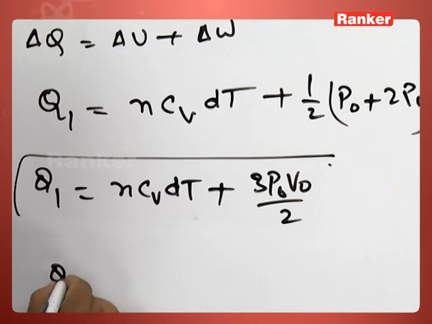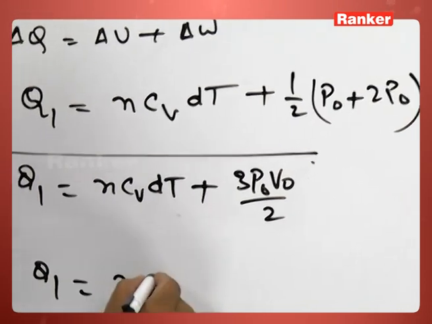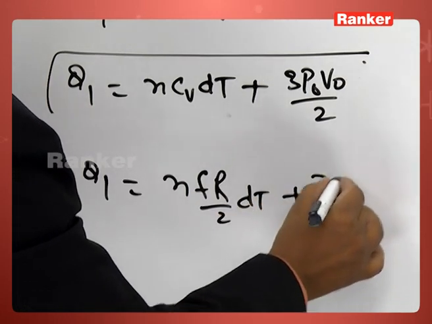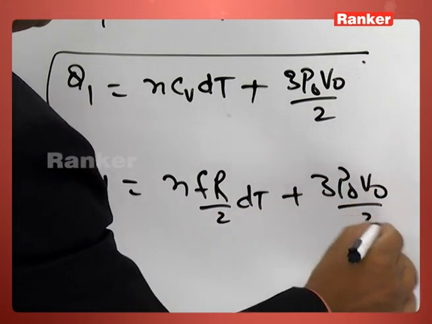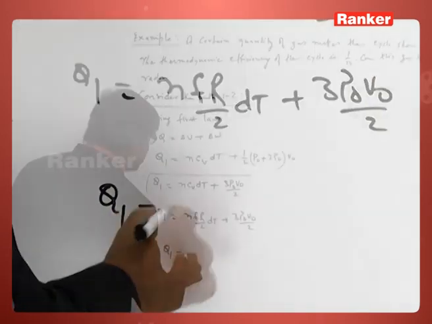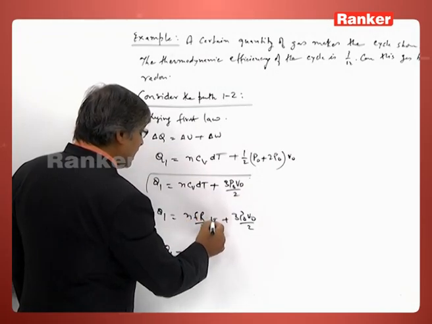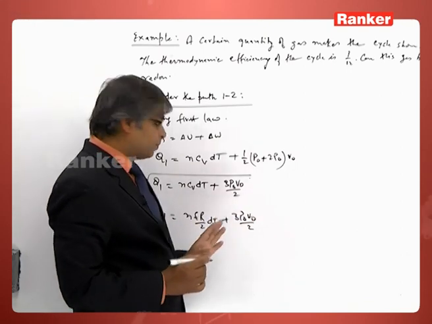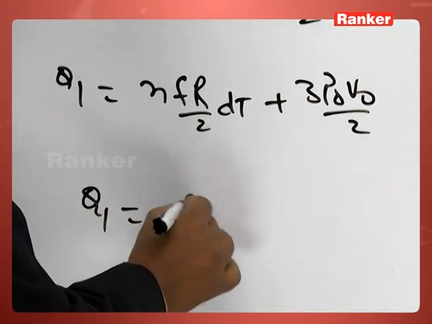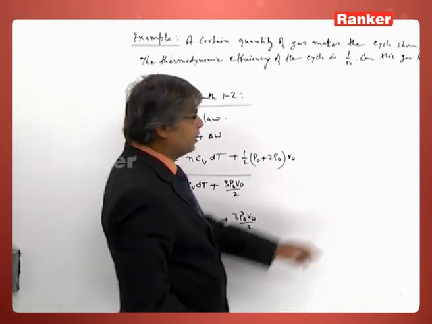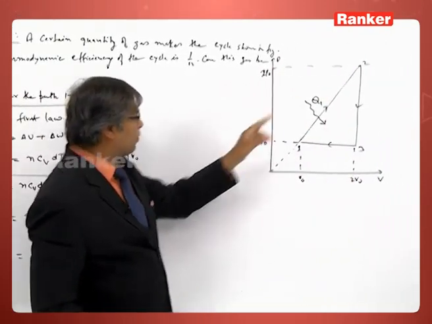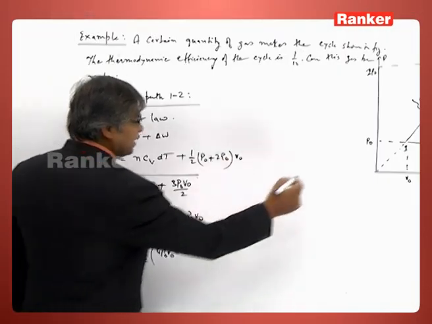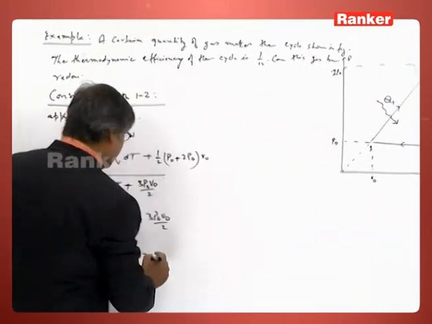So I will write this Q as nCv equal to f/2 nR dT plus 3P0V0 by 2. That is, I got Q1. This nR dT is P2V2 minus P1V1. That is f by 2 times P2V2, where P2V2 is 4P0V0, minus P1V1, which is P0V0.